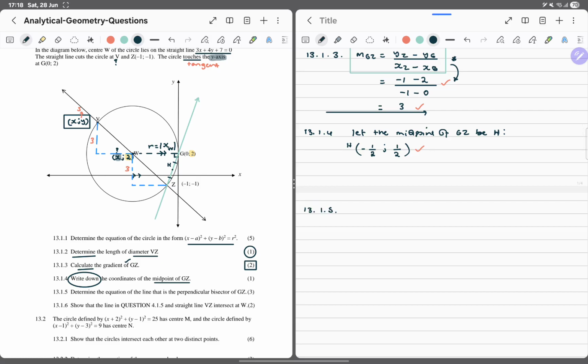13.1.5. We then have to determine the equation of the line that is the perpendicular bisector of GZ. Okay, so what do we know? Remember, this line GZ is a chord of the circle. Now, any perpendicular bisector of a chord of a circle essentially passes through the center of the circle. Right? We should know.